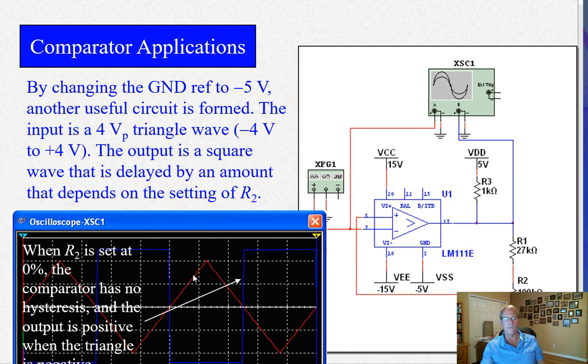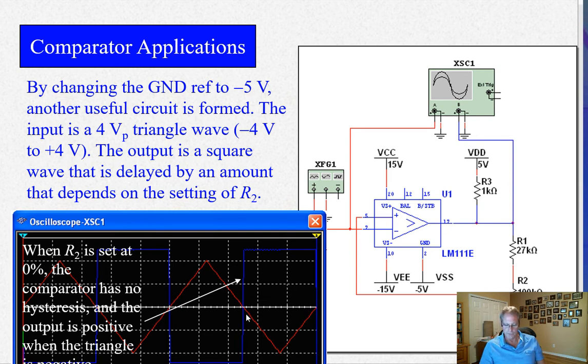It results in an offset of the triangle wave. So there's no hysteresis when R2 is set for 0%. The output is positive when the triangle is negative. So this is a symmetrical circuit. The triangle wave is going up and down past 0 volts. The square wave, because now we have a -5 volt reference here on the LM111 or LM311, is now symmetrical across 0 volts too.